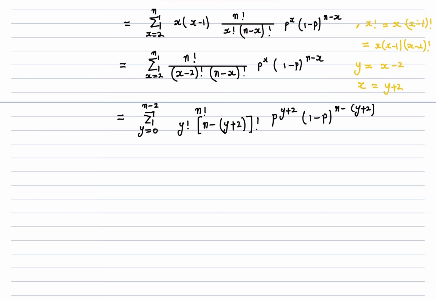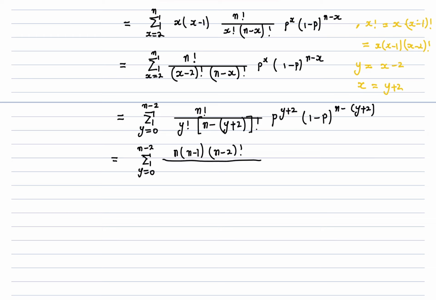Now, I'm going to just pause there for a second. And in a similar fashion to the way we did it before, we're going to rewrite this a little bit. We're going to rewrite this as the sum of y equals 0 to n minus 2. The n factorial we can rewrite as n times n minus 1 times n minus 2 factorial.